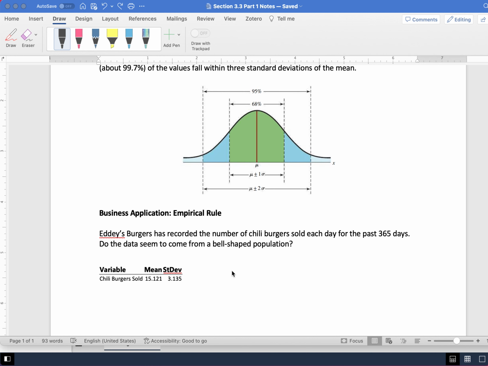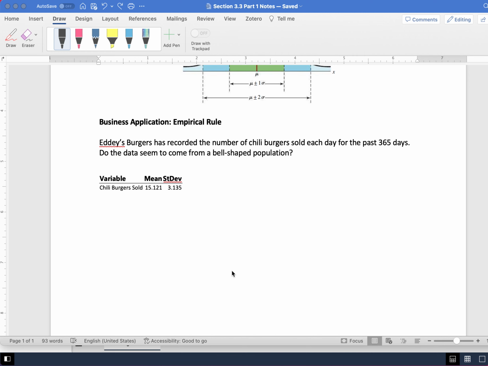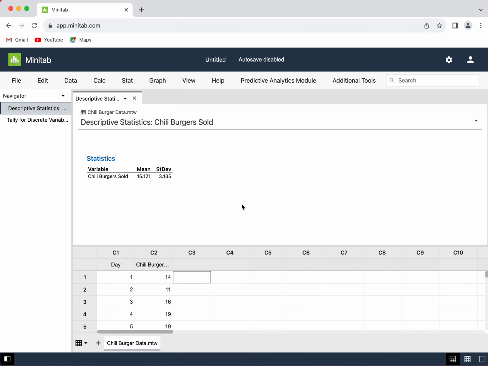So we're going to look at this example with Eddie's Burgers. They have the number of chili burgers sold each day for the past 365 days. And they want to know if the data seem to come from a bell-shaped population. So I have this data Minitab worksheet posted in Blackboard so that you can open it. The first thing that I did was I calculated the mean and standard deviation using display descriptive statistics. We've already seen how to do that. And the descriptive statistics that I'm displaying are in column 2, which is the number of chili burgers sold on each particular day. Column 1 is just keeping track of the day number.